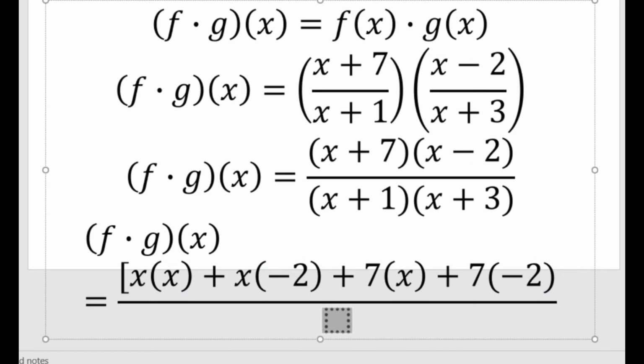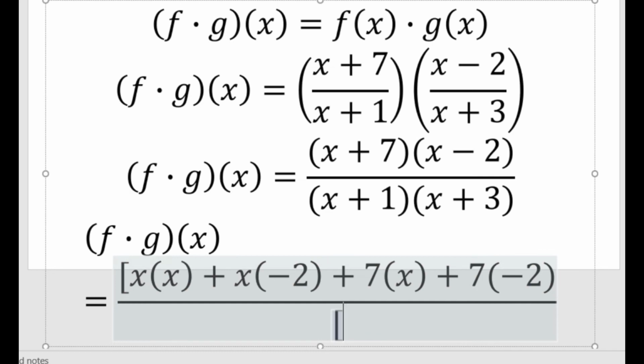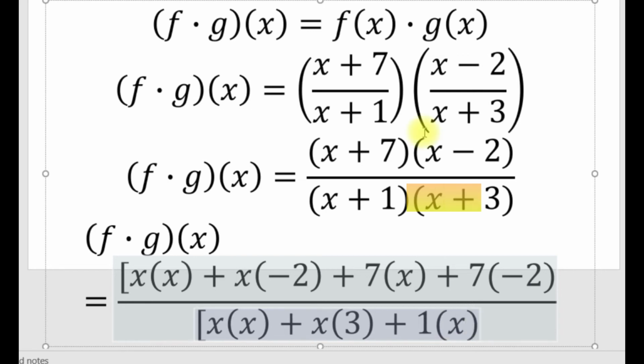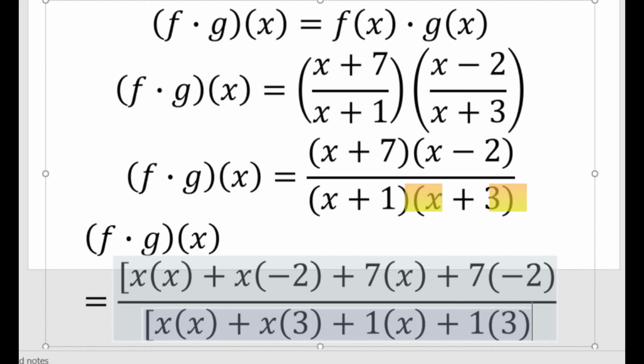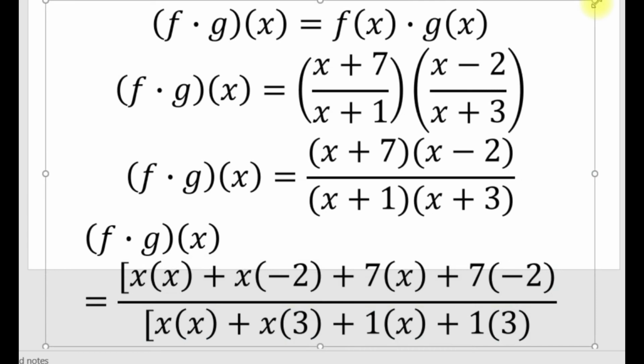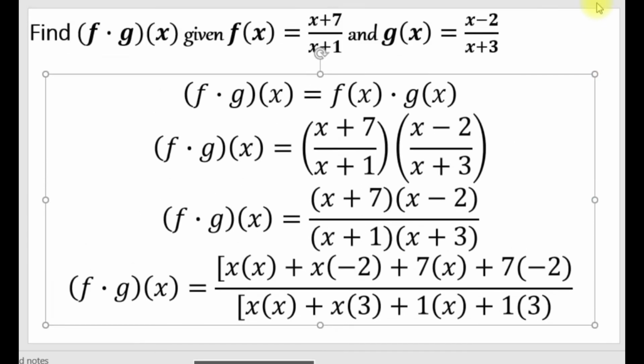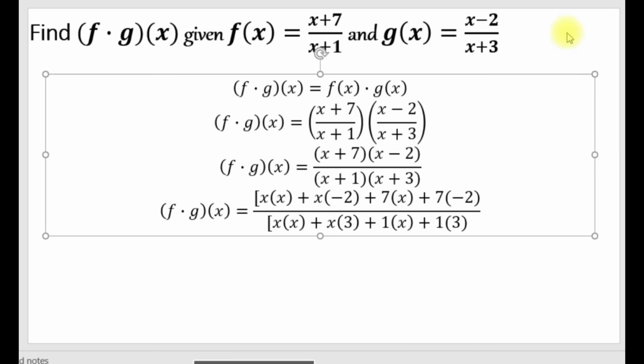For the denominator, we'll have x times x plus x times 3 plus 1 times x plus 1 times 3. Okay?